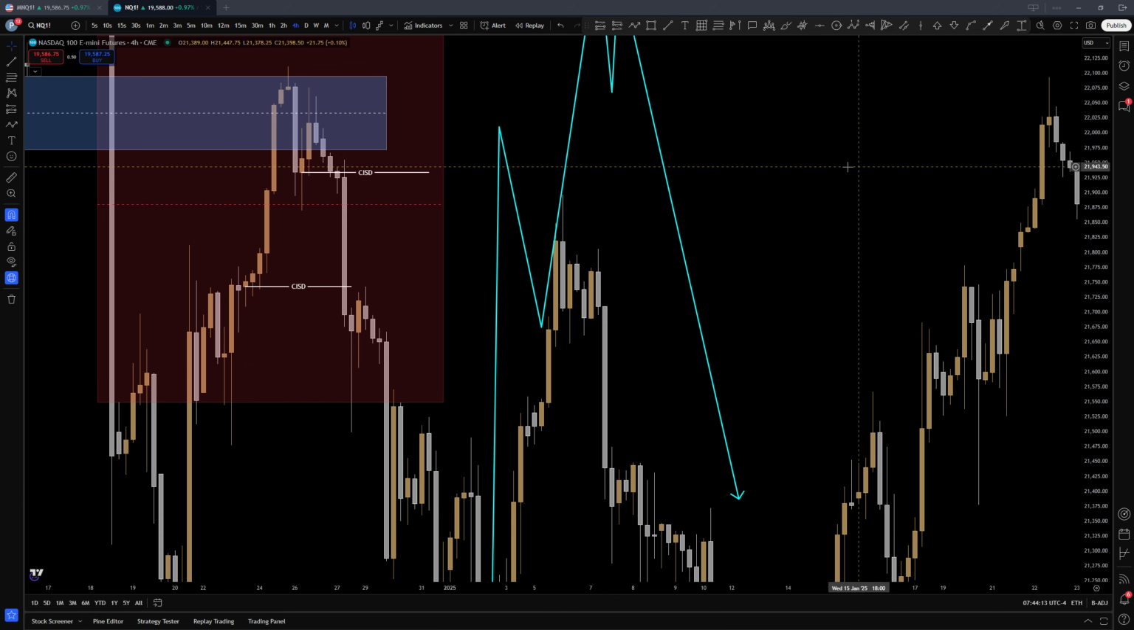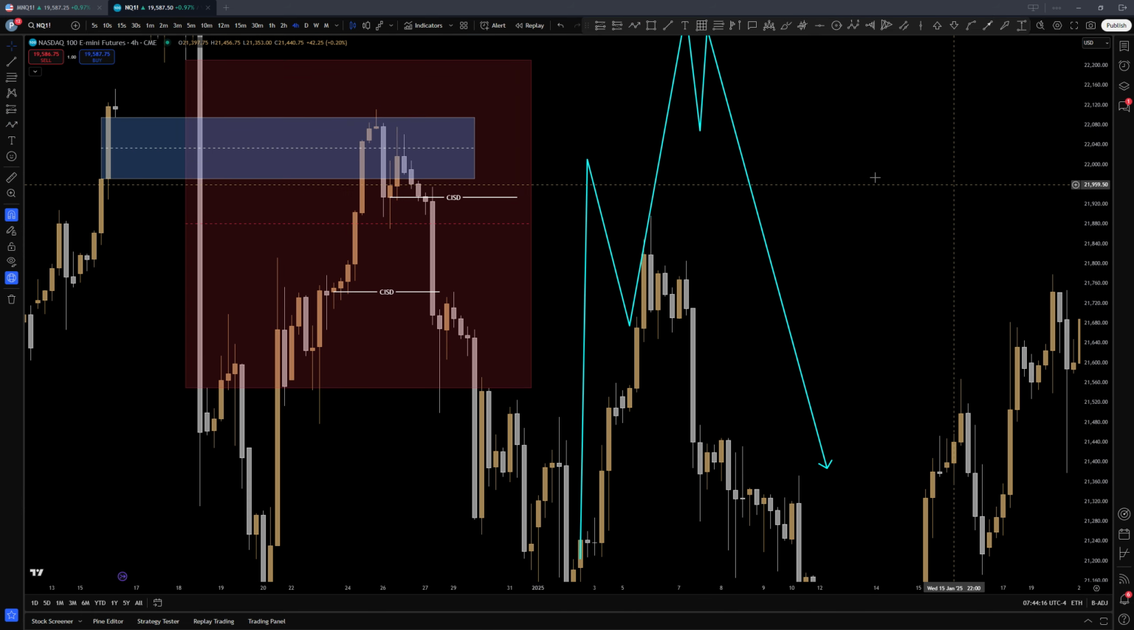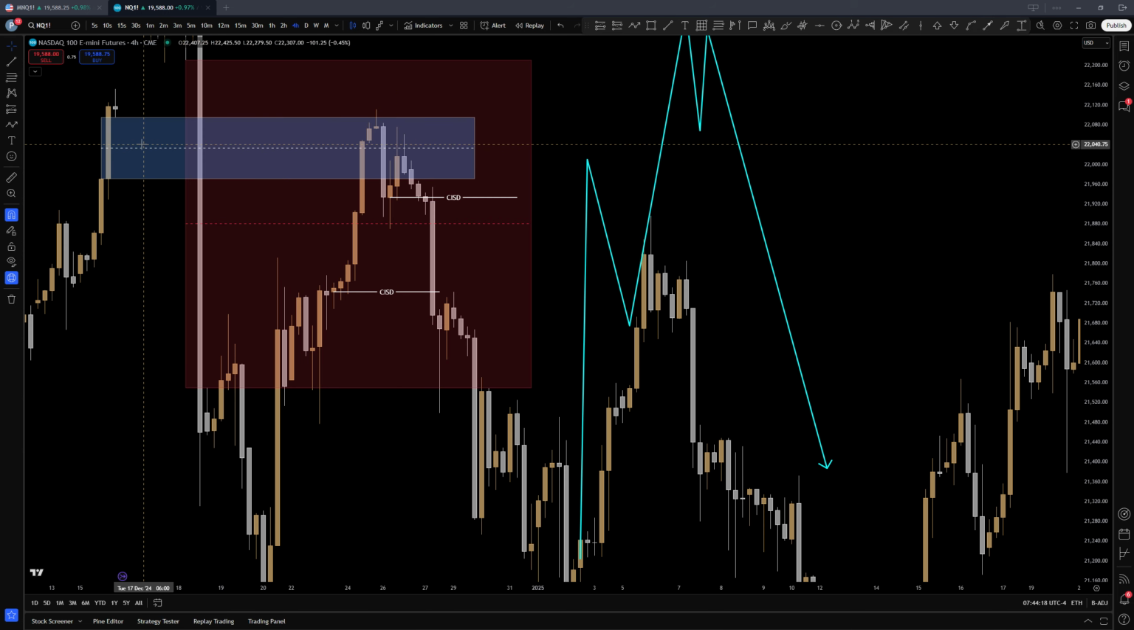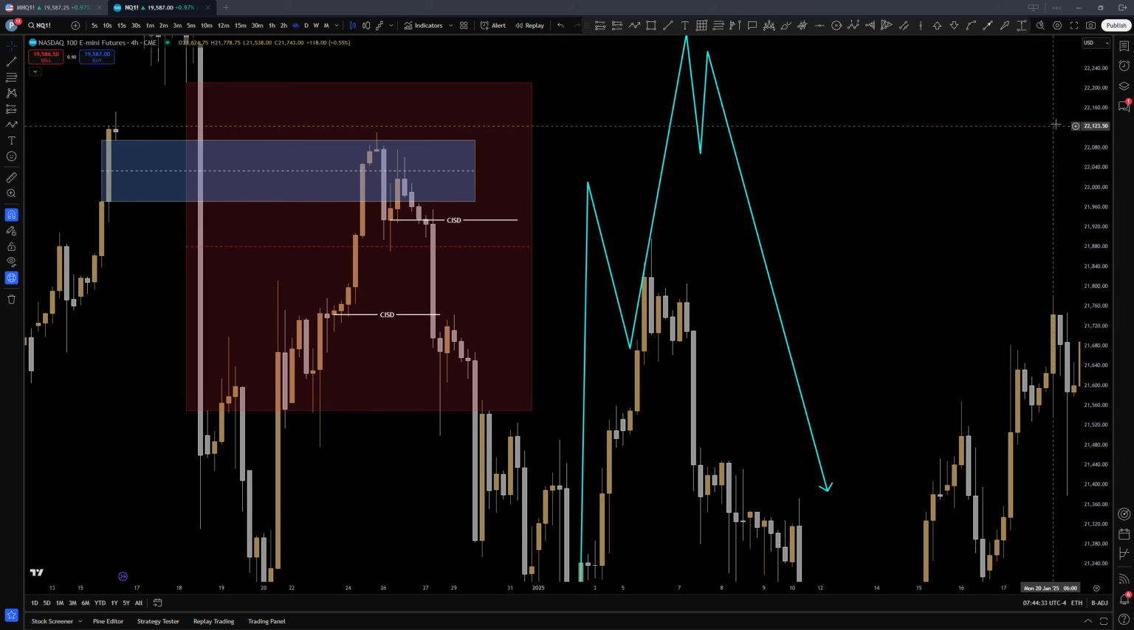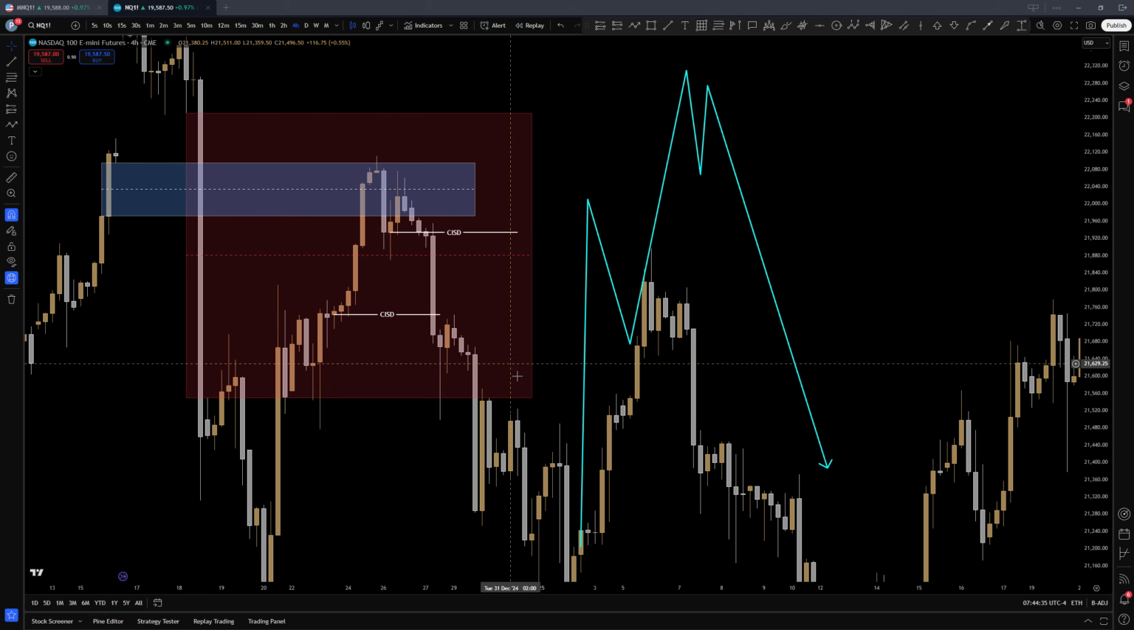Because this is a sensitive area of supply and demand. It has a failure in it. It's inside this failed fair value gap that's now been inverted, and we know that those become resistance for a bullish one. And we have this huge bearish fair value gap in here as well. We've got a lot of reasons for price to go down. So this order block here can be a really good entry.